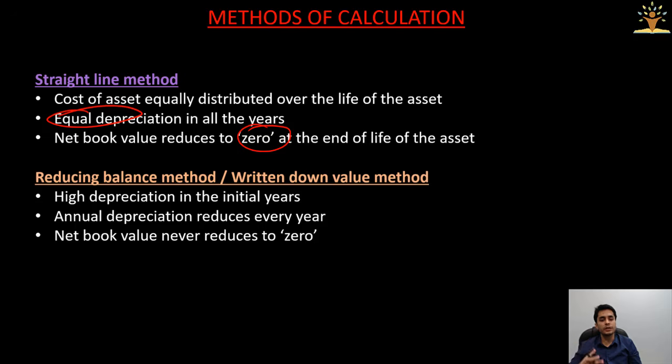The second method we have is reducing balance or written down value method. Now in this method, the important feature is that the depreciation amount keeps on reducing every year. Whatever it was in year 1, year 2 will be lower than that. Year 3 would be even lower. Year 4 would be even lower. Another important feature here is that net book value will never reduce to 0. It will keep on reducing. It will become a very small number, but it will never reduce to 0 in the reducing balance method.